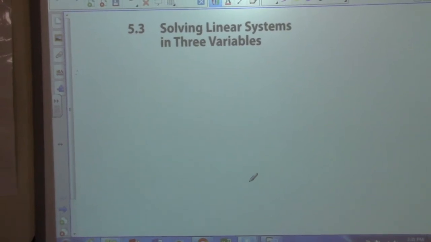Good afternoon, ladies and gentlemen, Algebra 2 honors. We're moving on from quadratic functions straight to section 5.3, which has to do with solving linear systems in 3 variables. Who knows what a system of equations is?